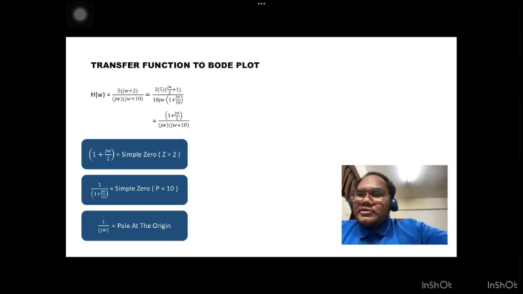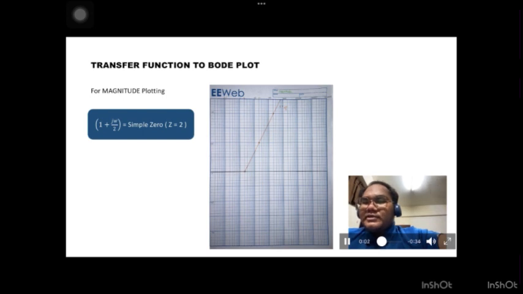The first simple zero is 1 plus jω over 2, and the corner is 2. Another one is 1 over the bracket 1 plus jω over 10, and the value is 10. Another one is 1 over jω, which is a pole at the origin. As for the first function, 1 plus jω over 2, the gain value is 2. So from 0 until 2, the value is constant.